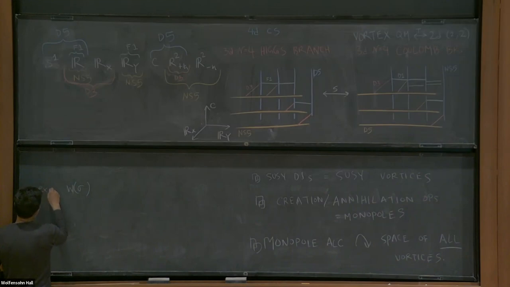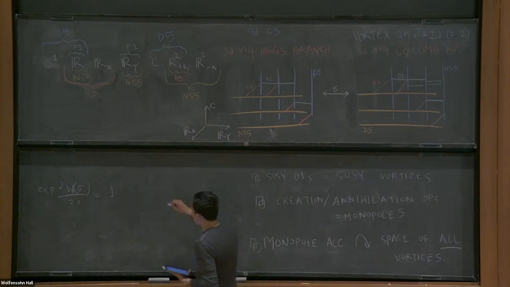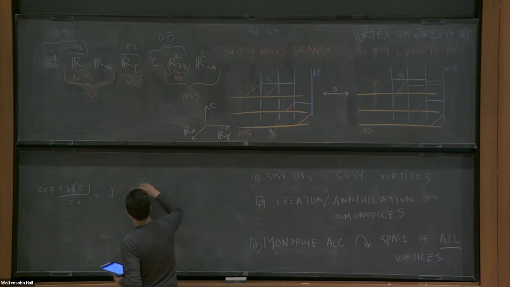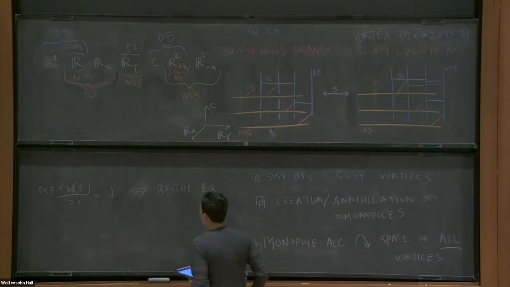So the vacuum equation is like this. I am extremizing this potential function, but it is written in an exponential form because this function has logs, and all the log branches are physical. So I want to incorporate all of them in the same equation. And of course, the beginning of all these correspondences is noticing that these equations look exactly the same as Bethe equations of some spin chain.